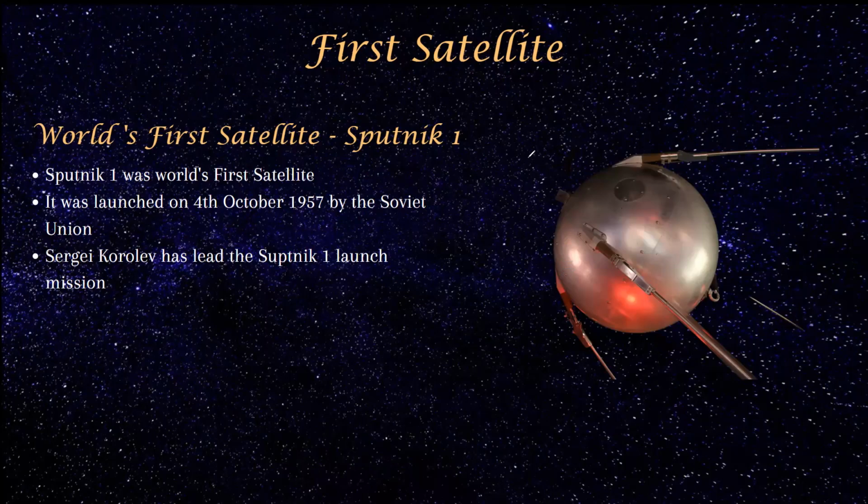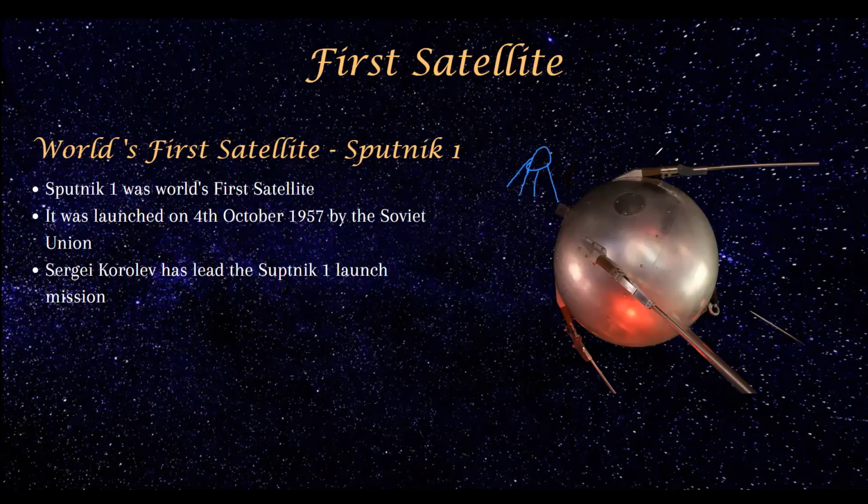Its design was a ball with 4 sticks. These sticks are antennas, and this ball is the heat shield. Sergei Korolev, a Soviet engineer, designed it, built it, and launched the satellite.